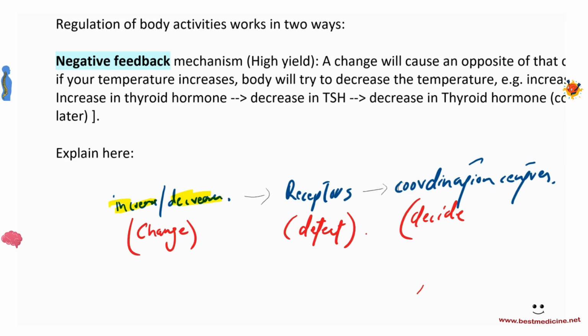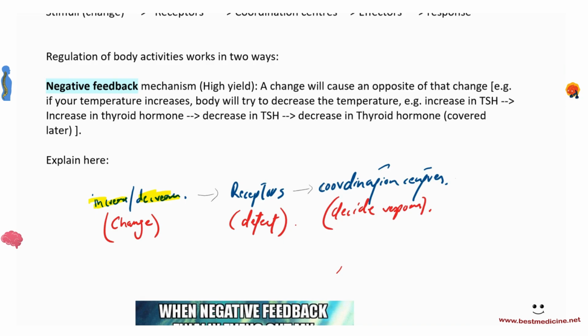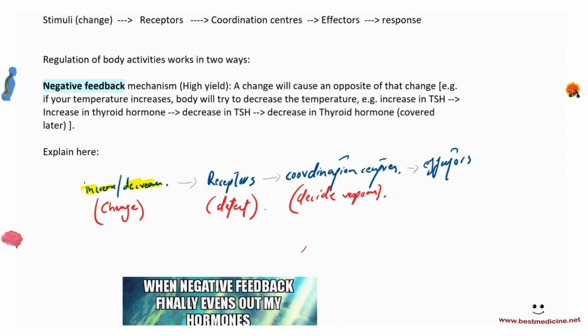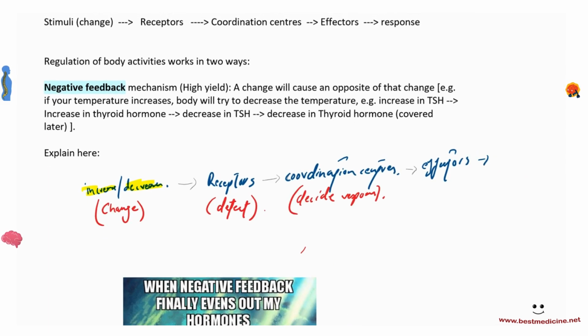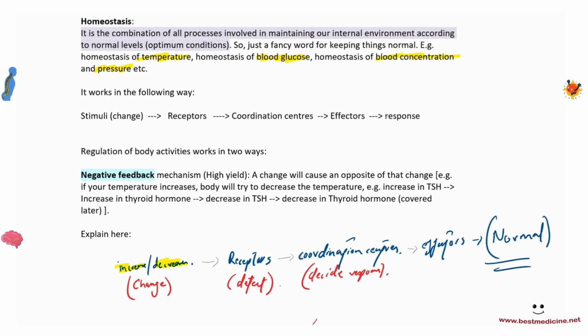For example, if there's an increase, the coordination centers will say, okay, we've got to do this thing to make this decrease. So they decide the response. And then eventually you'll have some effector organs that are going to carry out that response. And you would have the opposite of that change, and the level or the activity will go back to normal. So that is homeostasis. It essentially works by a system called negative feedback.